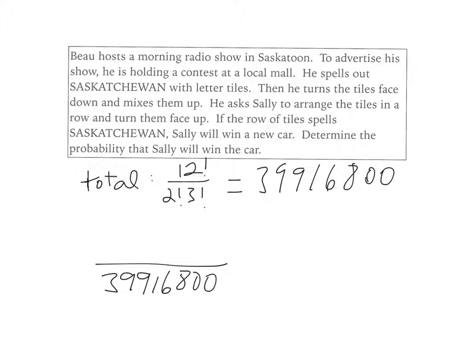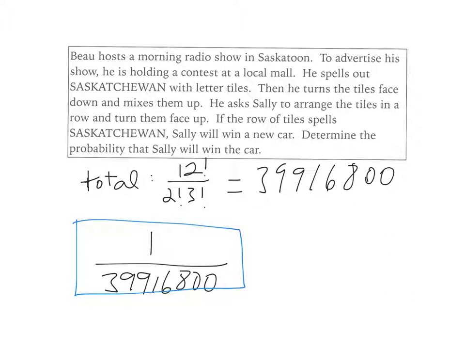Now what goes on top? Okay, so on top here, what we need to put is how many favorable outcomes there are. And here favorable is spelling Saskatchewan correctly. And this is where a lot of students get confused. But think about it logically. How many ways are there to correctly spell Saskatchewan? There is one correct way. That's the answer. She has a 1 out of 39,916,800. She has a very low chance. So this is a safe contest for him.